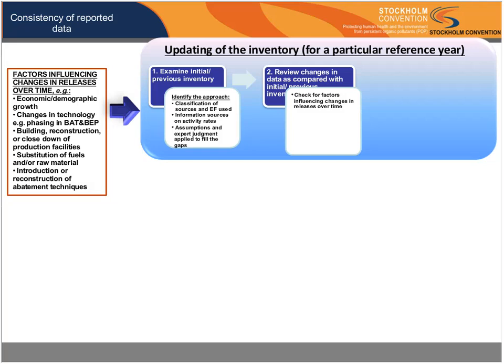This is not an exhaustive list, of course, but these are basically the major possible changes or factors to influence. Then an important step would be to check the methodology. In our case, it's usually the toolkit, whether the technology has not been updated in the meantime. And of course, as you know, on request of the parties, the toolkit has been updated and the new version is now available on the web page.